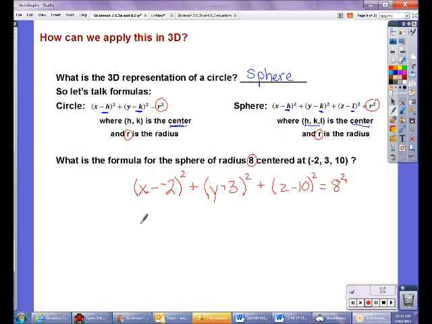From here, it's just, let's simplify. X minus -2 is the same as x plus 2. Don't have to simplify the y term. Don't have to simplify the z term. But we do know that 8 squared is 64, so we can do that. And we're done.